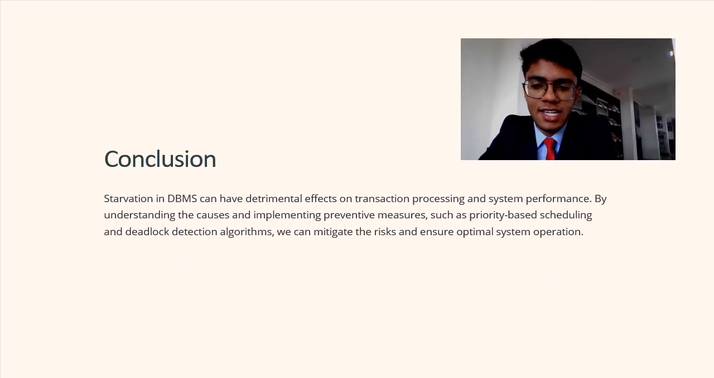In conclusion, starvation in DBMS significantly impacts transaction processing and system performance. However, by comprehending its causes and deploying preventive measures like priority-based scheduling and deadlock detection algorithms, we can effectively mitigate risks and uphold optimal system operations.